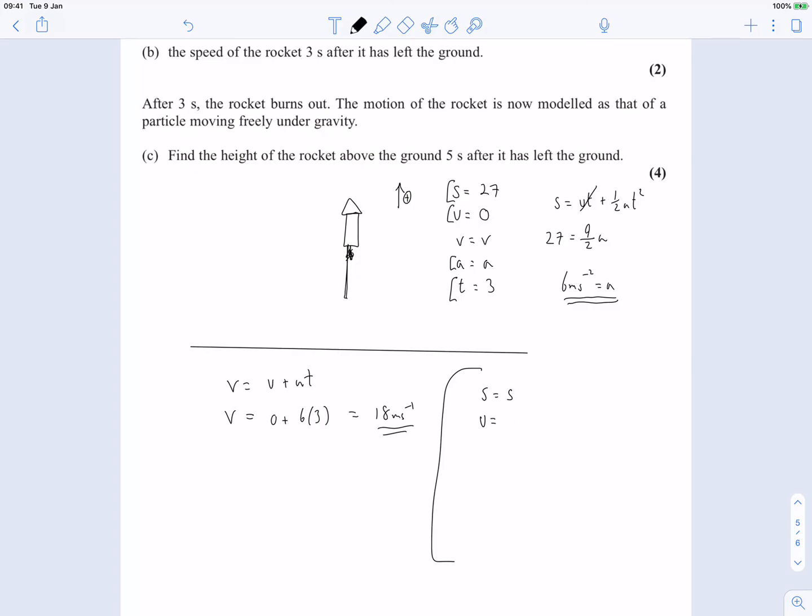Let's say we're now starting our timer at the 3 second point, because the system's changed. It's no longer accelerating upwards. It's now acting under gravity. So let's say U is now this speed of 18 meters per second. The final velocity we don't know. The acceleration is now minus g, it's now slowing down because g is acting downwards. And t, if we're at 3 seconds and I want 5 seconds, then I want t to be 2 seconds in the future. So now I want to find s, and I've got u, a, and t.